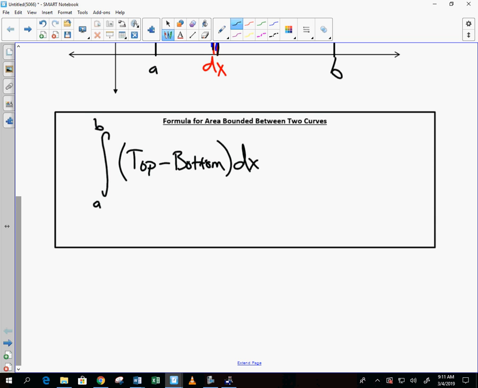Doesn't seem very mathy as a comment I'm getting right now, folks. So we could just write the integral from a to b of f of x minus g of x dx. Is that better?